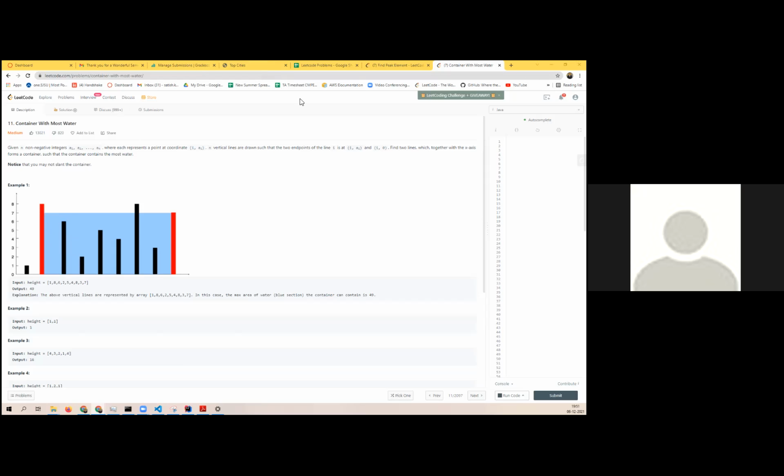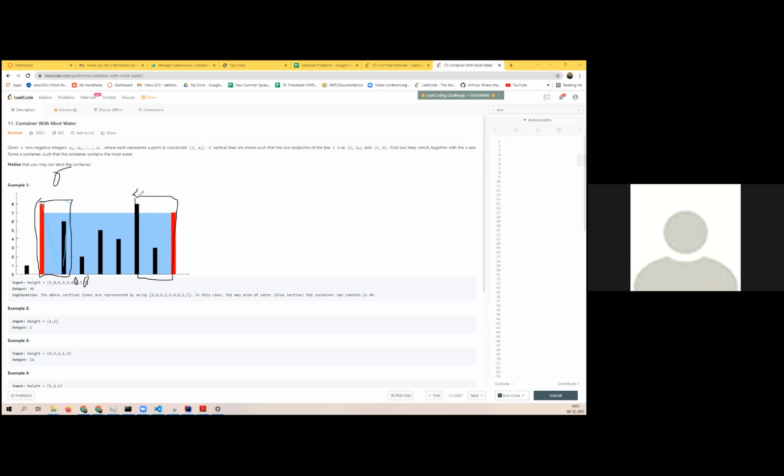Let me just draw it out. If we consider this as a container, it will store 6. Let's say if we take this as a container, the left wall has a height of 8 and the right wall has a height of 7, and the width is 1 and 2.